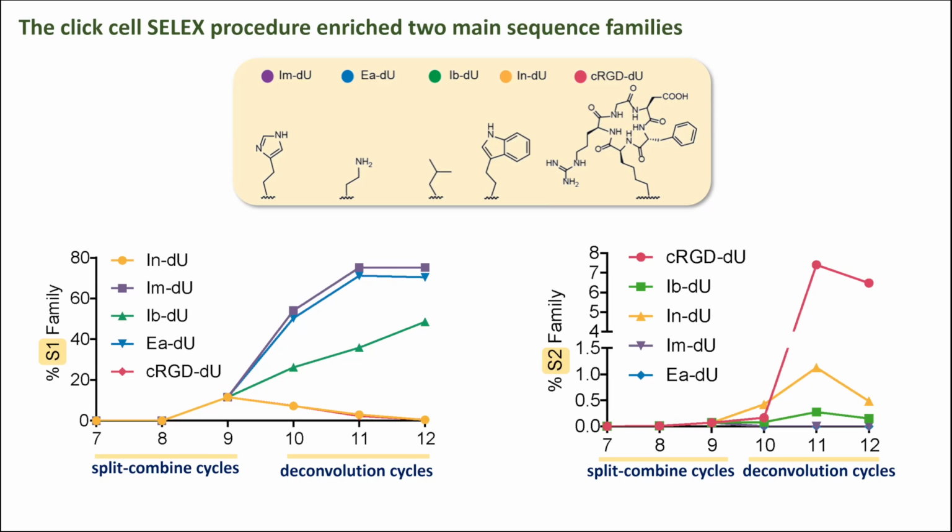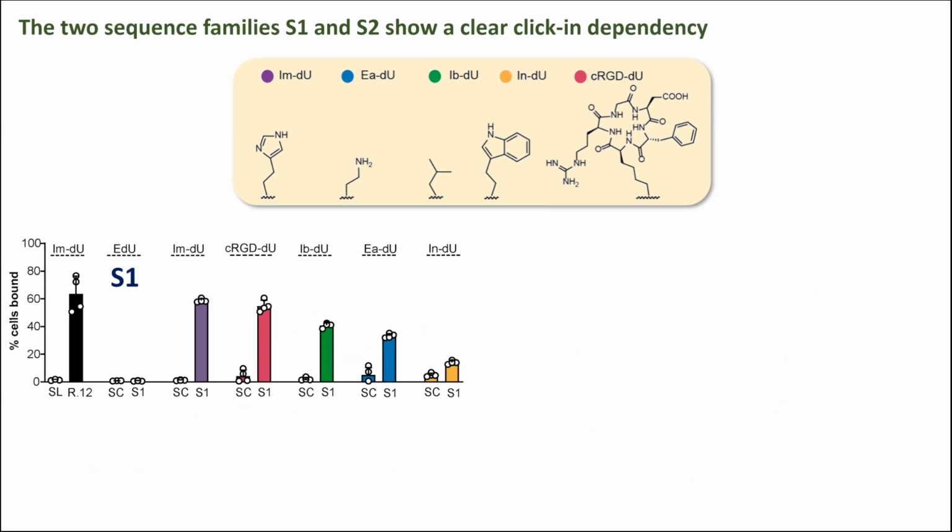So what we usually do then is take representatives of each family, which we call S1 and S2, in the binding data. What you see here is something that we have never seen before. We have done this split-combined selection a couple of times, but if you then take one sequence, S1, from the first family, that's the binding of the enriched library just as a control.